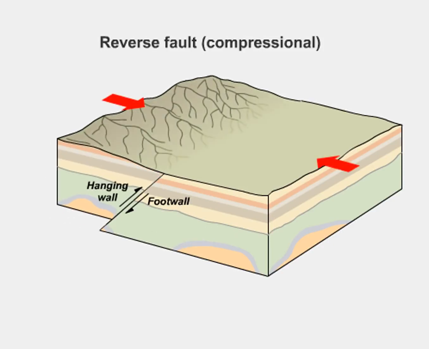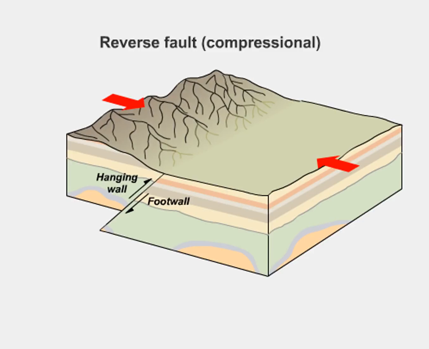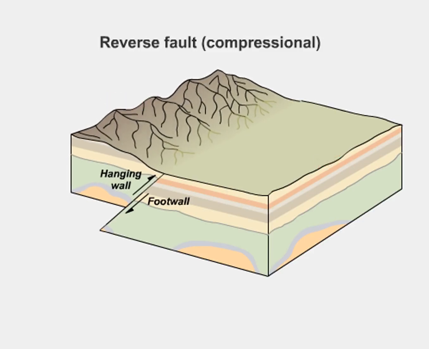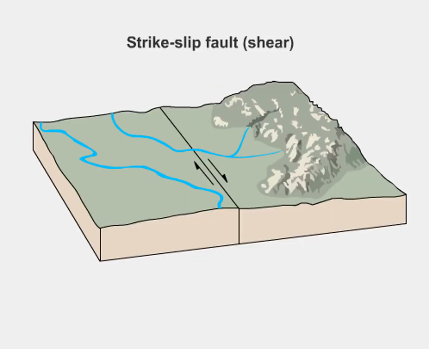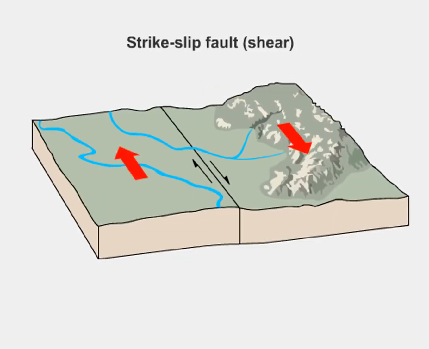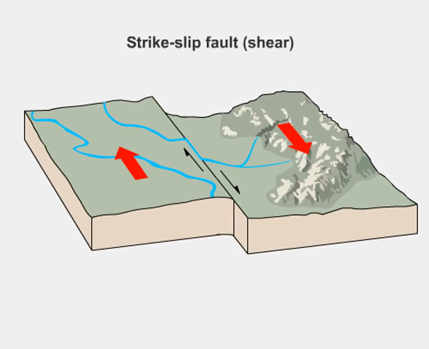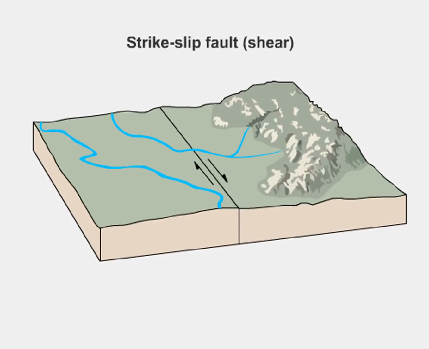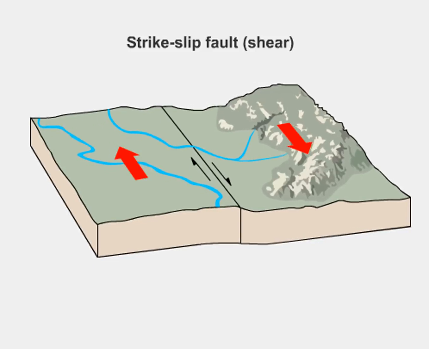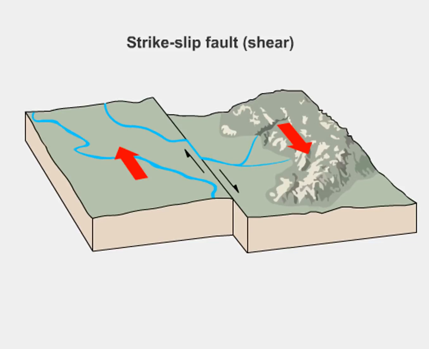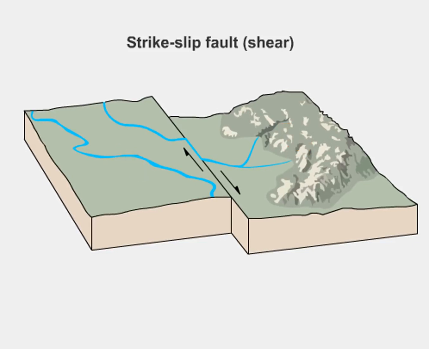A strike-slip fault develops from shear stresses, causing one side of the fault to move horizontally past the other. In the animation, click Strike-Slip Fault and then play to begin. Notice that horizontal movement along the strike-slip fault may displace the course of a stream. Such offset streams commonly develop from ongoing displacement along a strike-slip fault.